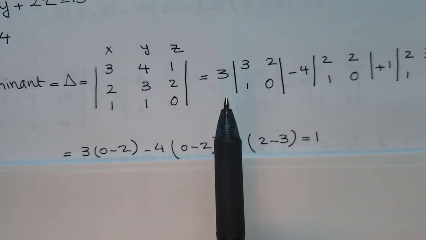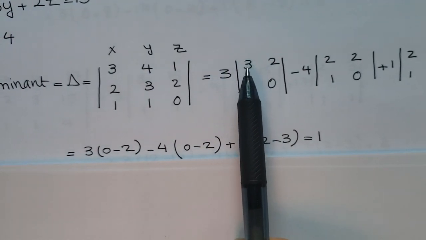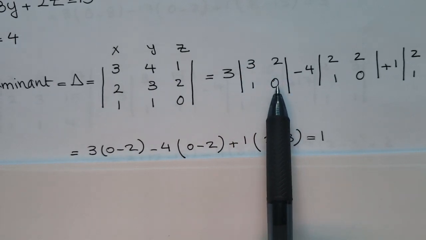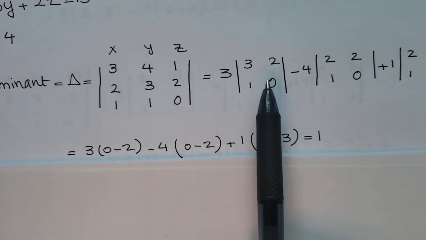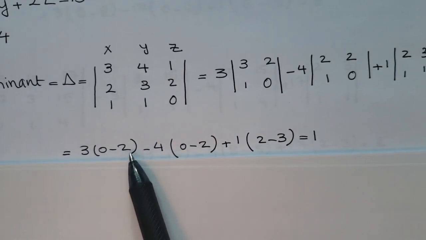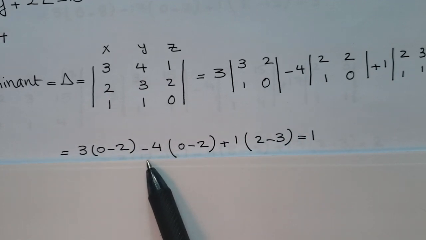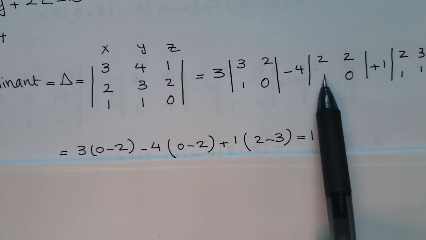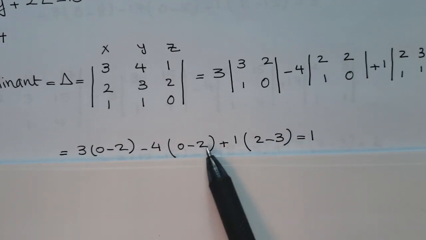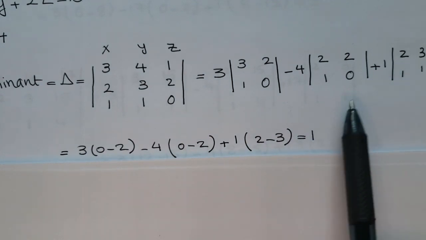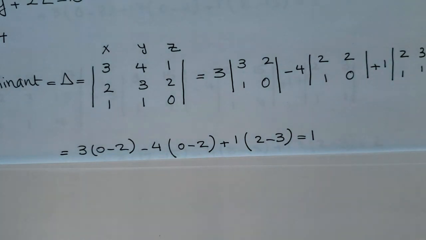Here the answer would be 3 times, and this is how we calculate a 2x2 determinant, 3 times 0 minus 2 times 1, so that is 0 minus 2. Then for this one, negative 4 times 2 times 0, which is 0, minus 2 times 1. And for the last one, it would be 2 times 1 minus 1 times 3. Then you simplify and get the final answer as 1.